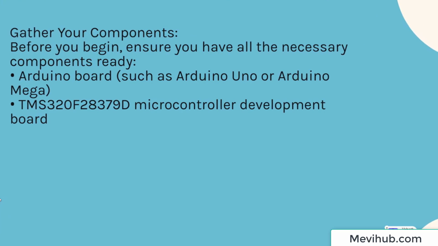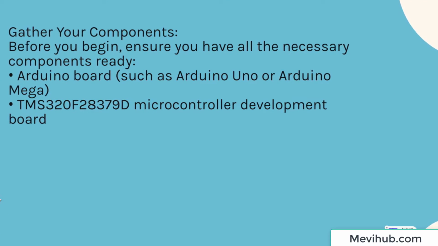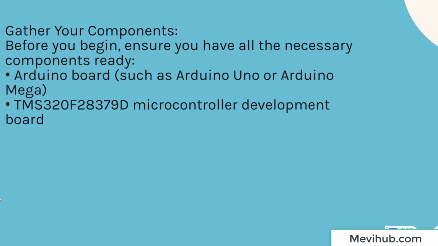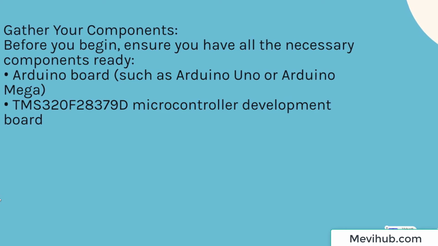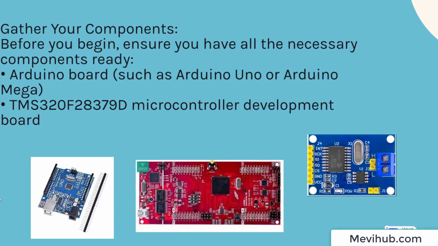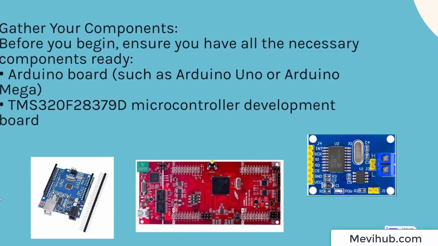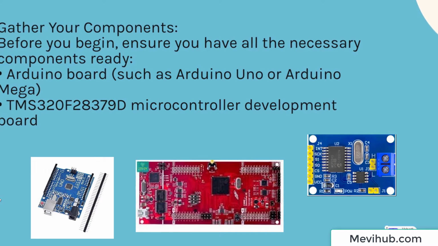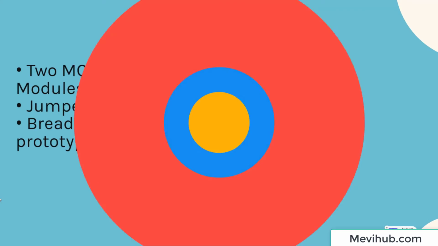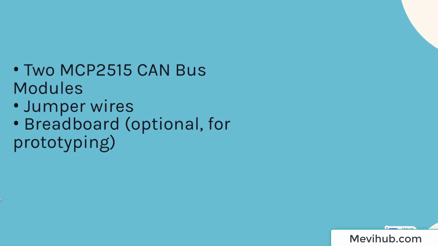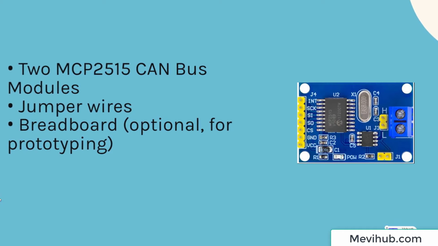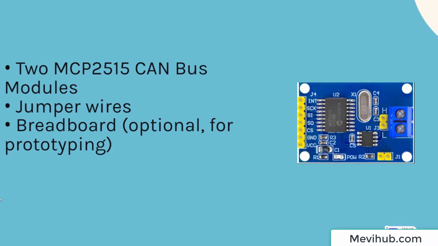Gather your components. Before you begin, ensure you have all the necessary components ready. Arduino board, such as Arduino Uno or Arduino Mega. TMS320F28379D microcontroller development board. 2 MCP2515 CAN bus modules. Jumper wires. Breadboard, optional, for prototyping.